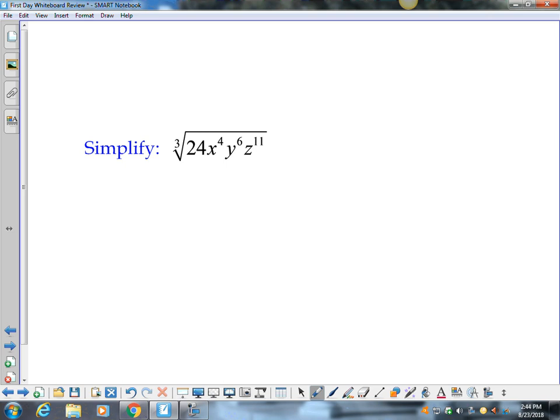Okay, so how is this one different? This is not a square root. This is not deer season. We are now turkey season. I can only shoot turkeys. So this is a cube root. So I'm hunting cubes. I don't care about squares.